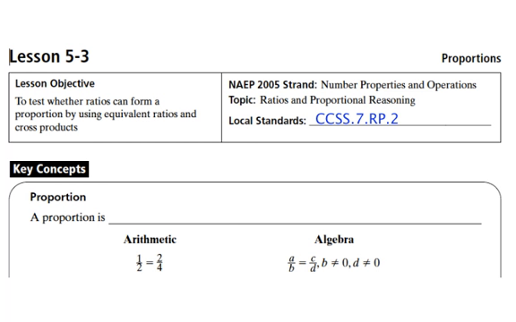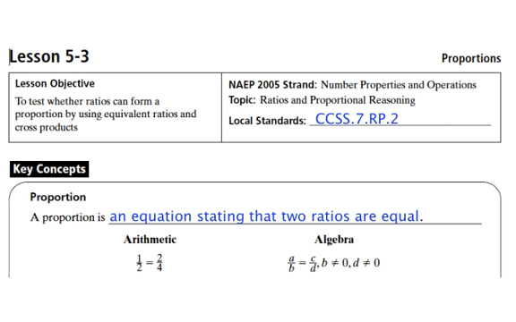Today's lesson is on proportions. We're going to test whether ratios can form a proportion by using equivalent ratios and cross products. Today's standard is the Common Core standard of 7.RP.2.